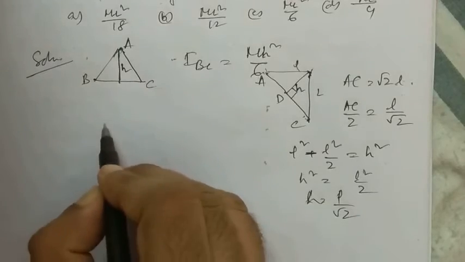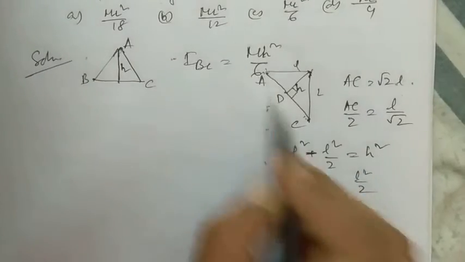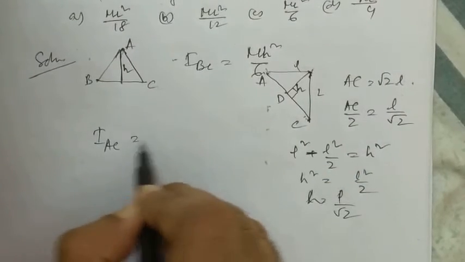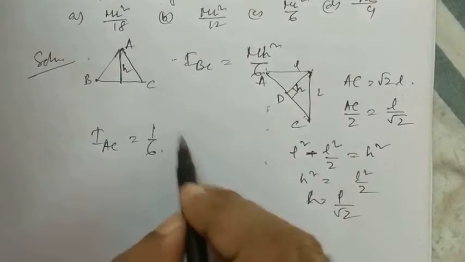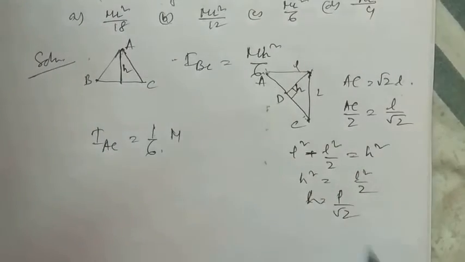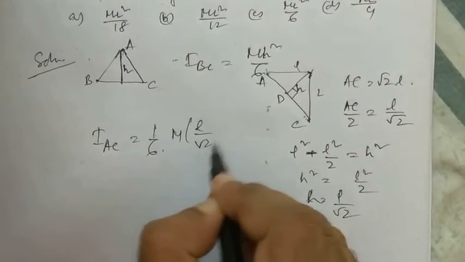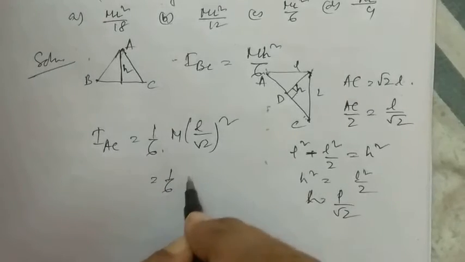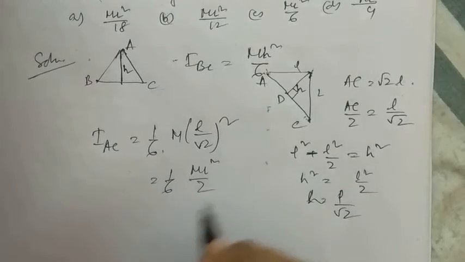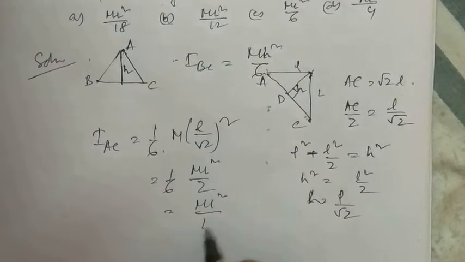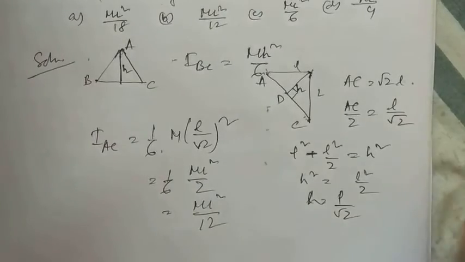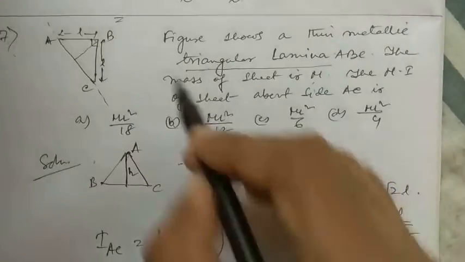So instead of H, we will replace it by L by root 2. So we have to calculate I_AC, that will be 1 by 6 according to the formula, m h square. Now what is h here? H is L by root 2 whole square. So 1 by 6 m L square by 2, or rather m L square by 12. So the answer to this problem will be m L square by 12, option B.